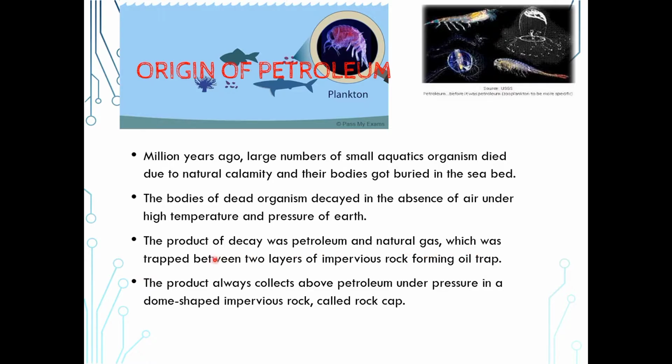These were trapped between two layers called impervious rock, forming an oil trap. Inside the earth, under the layers of the earth, we have a layer called impervious rock, and between these they form oil traps. The products are collected above the petroleum under high pressure in a dome shaped impervious rock called the rock cap. All this product gets accumulated in this region called the rock cap, which is totally like a dome.